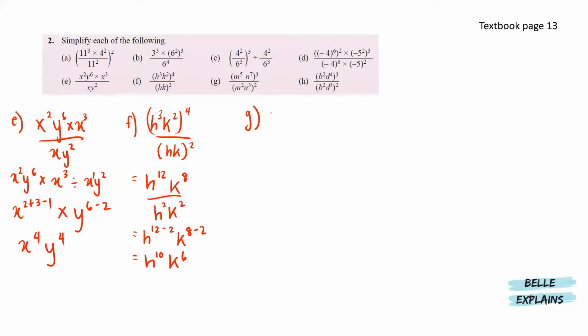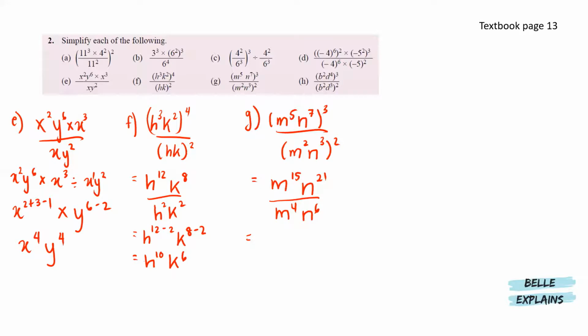Next, for g, we have m to the power of 5, n to the power of 7, to the power of 3, over m to the power of 2, n to the power of 3, to the power of 2. Okay, so here we'll expand the brackets first. That will give us m to the power of 15, n to the power of 21, over m to the power of 4, n to the power of 6.